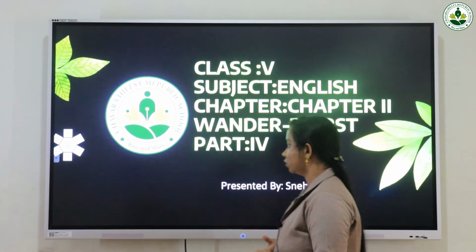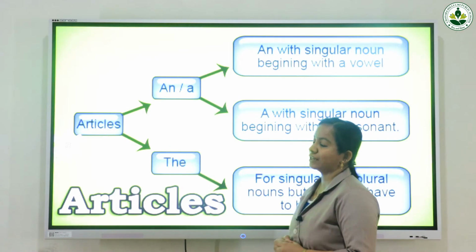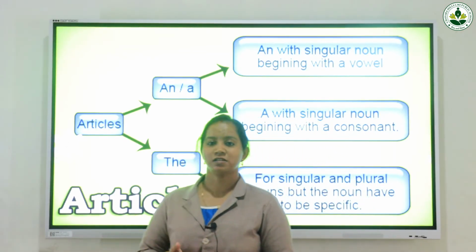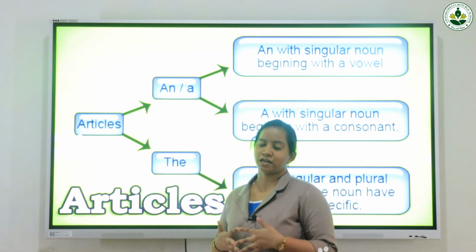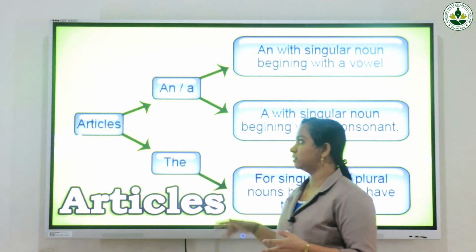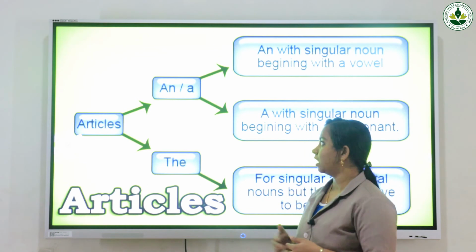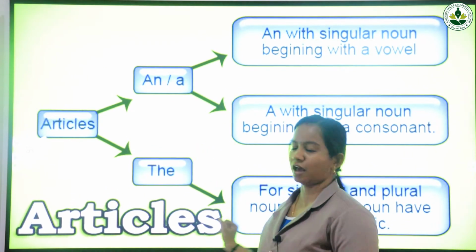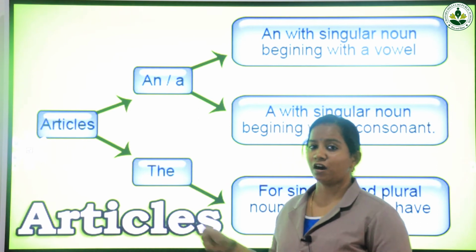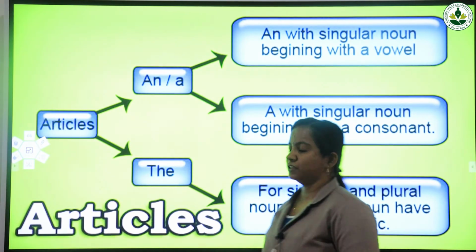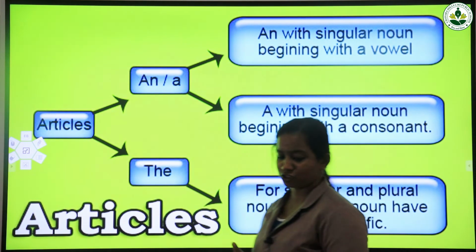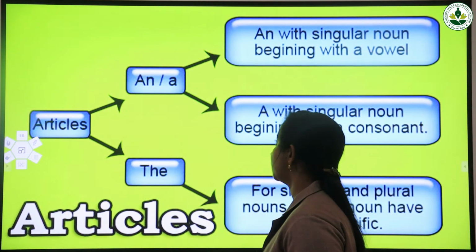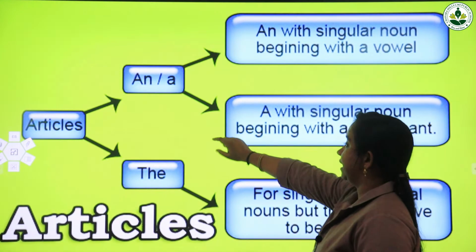Before going on to the topic, I just want to tell you that today's topic of discussion is all about articles. You might have studied in your previous grades that there are three articles in English: a, an, and the. Today we are going to deal in detail with the article the. But I will give you a small introduction about the different articles. So, articles a and an.